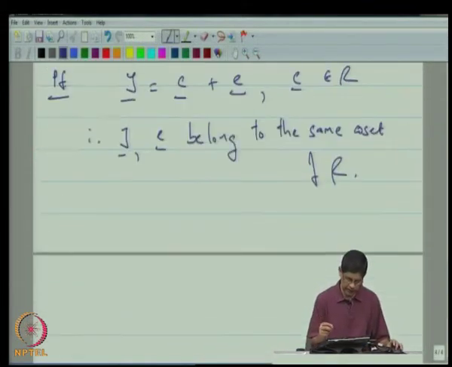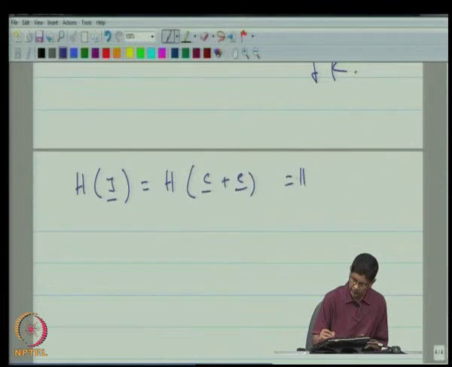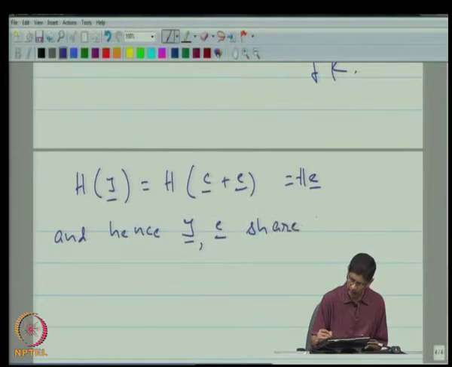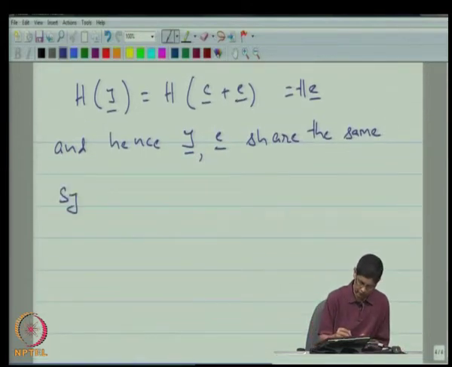Now, the part about sharing the syndrome: H times y is equal to H times (c plus e), which is H times e, and hence y and e share the same syndrome.